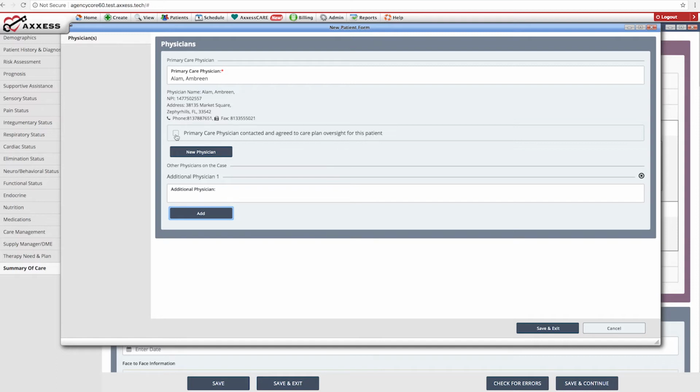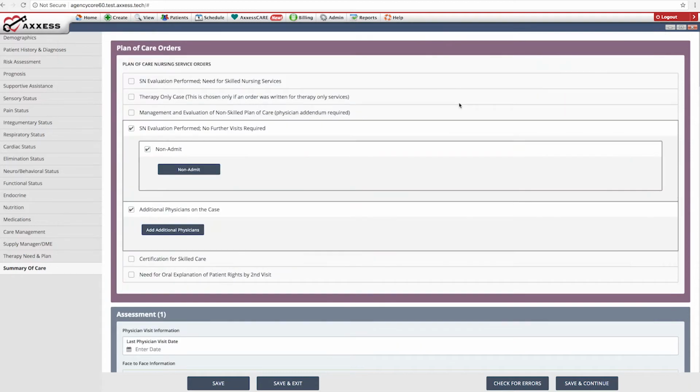But if it's not, you want to check that box for documentation purposes, because Medicare has as a part of their rules that the physician must be contacted and agree to care plan oversight. Okay? Especially if a hospitalist is certifying the patient and sending the patient home with orders. The primary care physician must agree to the care plan oversight.